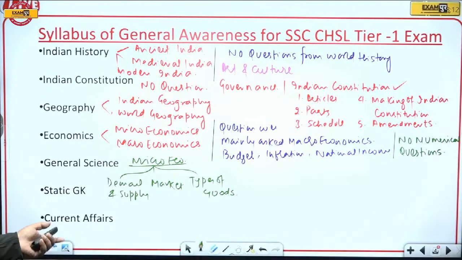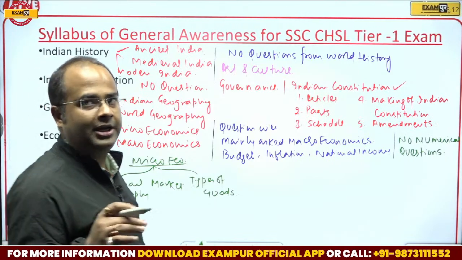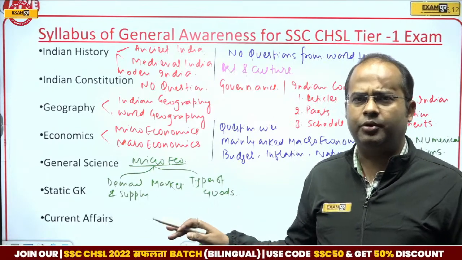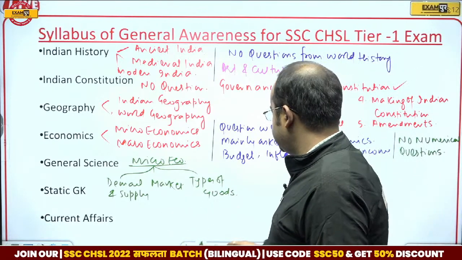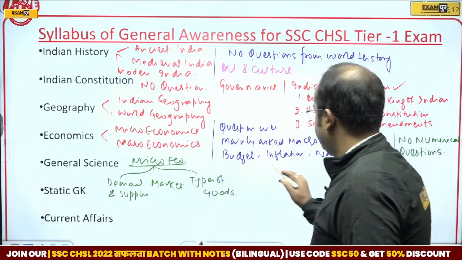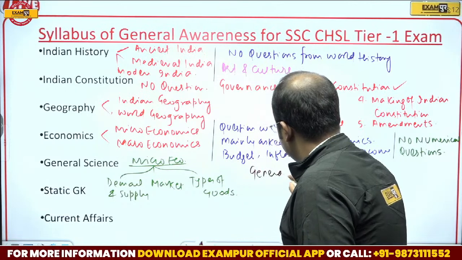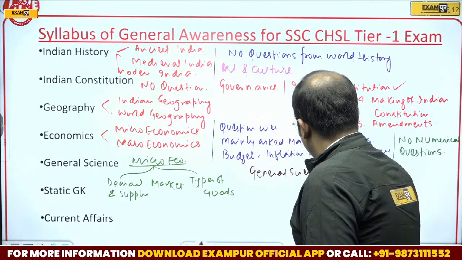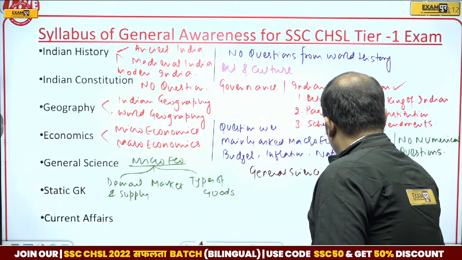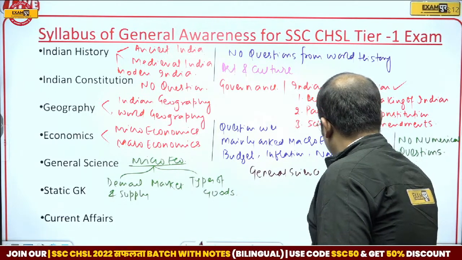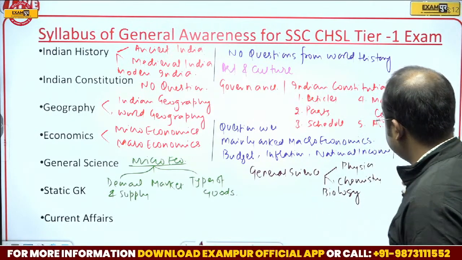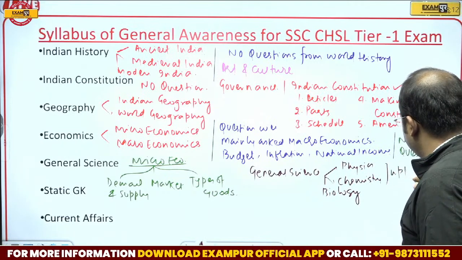Now let's talk about general science. Generally it is 3 sections, but now they have introduced technology and computer science as well. So in the general science section, you will find 3 sections, that is physics, chemistry and biology. This is up to class 10th, guys.